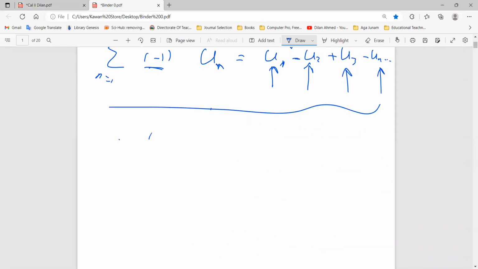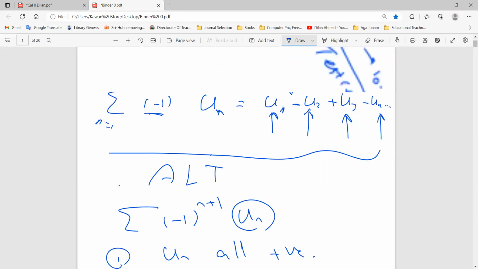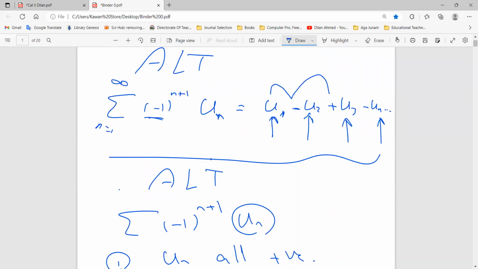So the theorem says that if you have something like that, your focus will be on what? On u_n. First of all, you say u_n all positive. It means that here you don't have two negative terms in a row. If I have positive, negative, or negative, positive, it's okay. But if I have something like that, it is not acceptable. So the sign should be alternated, must be alternated from negative to positive or positive to negative. You got it?